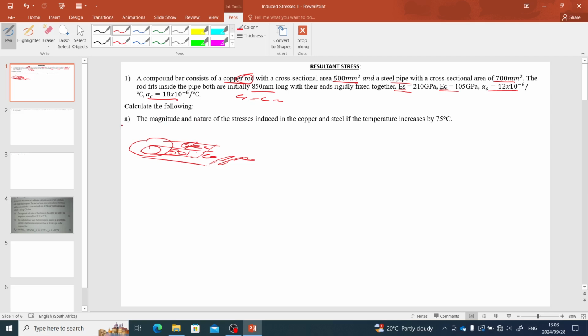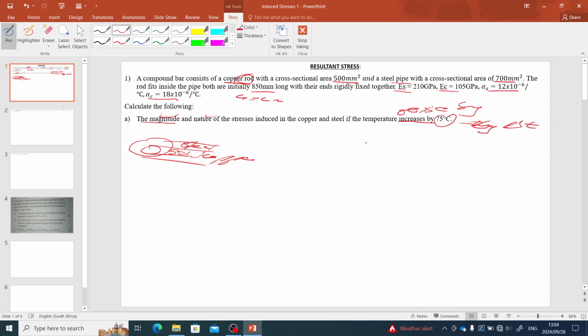Now, calculate the following. They want us to calculate the magnitude of the stress and determine the nature of the stress induced in the copper and steel if the temperature increases by. Now let's make this point. If you are given a statement like this, increases by or rises by, then you know that the given temperature is the change in temperature. There's no need for you to calculate it.